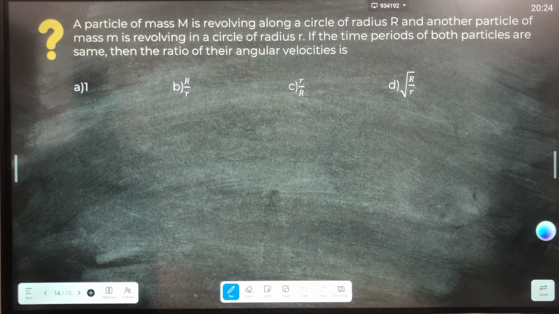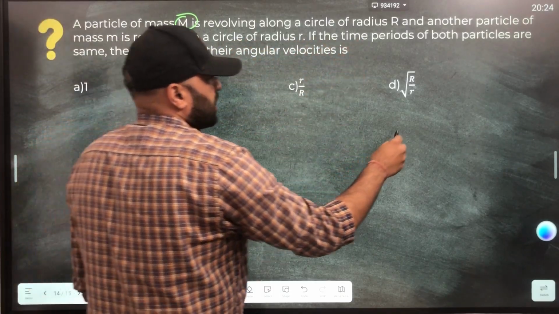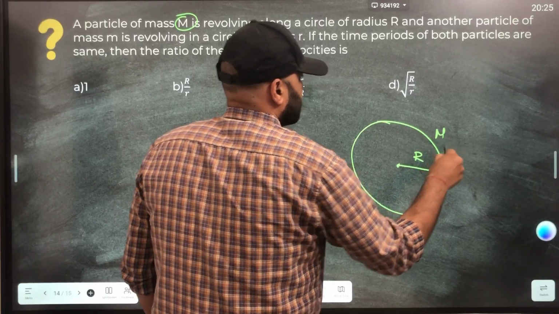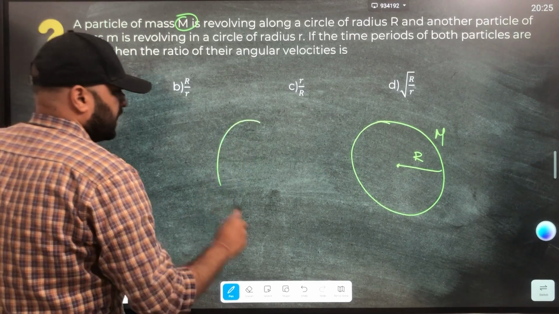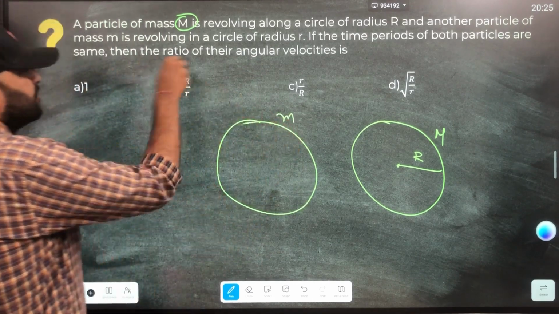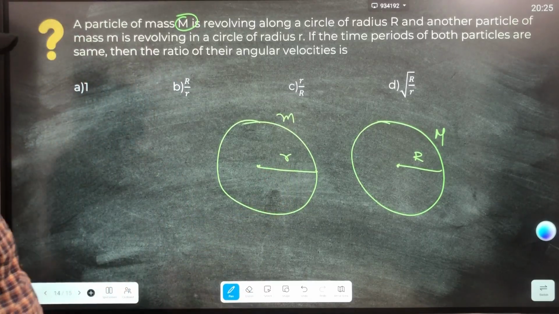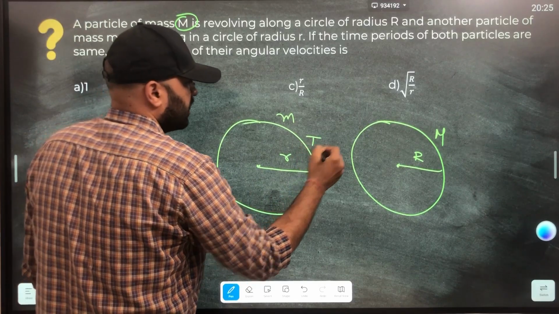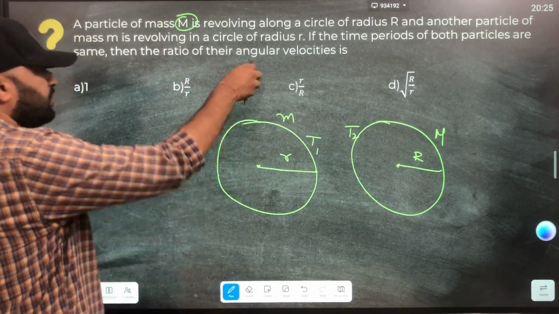Okay, a particle of mass m is revolving along a circle of radius r. So let's say this is our circle and this is our radius r, and the particle has a mass m. Another particle of mass small m is revolving in a circle of radius small r. Let's say this is small r. If the time period for both the particles are same, so t1 equals t2, the ratio of their angular velocity.